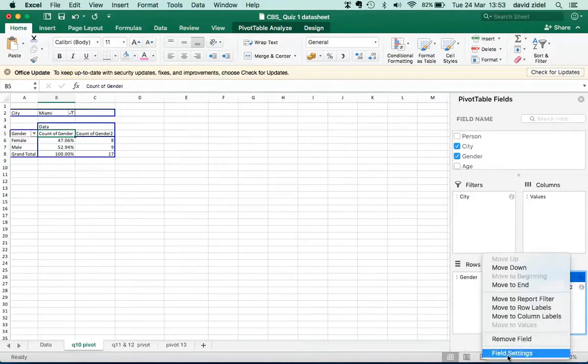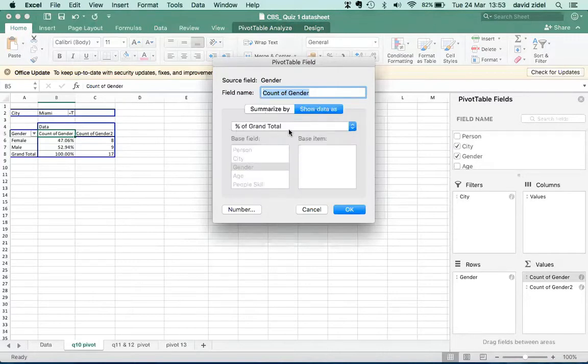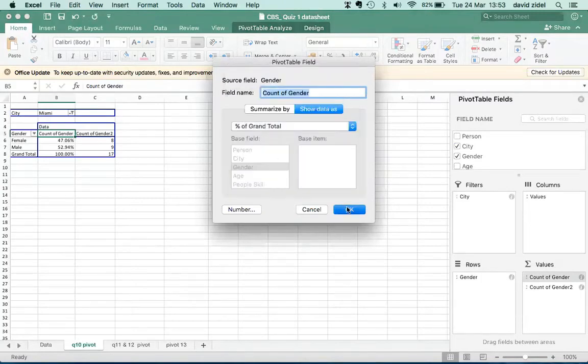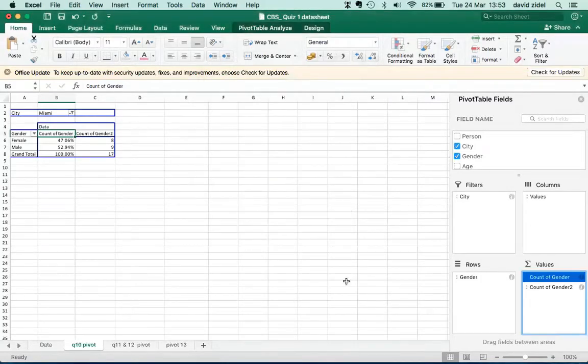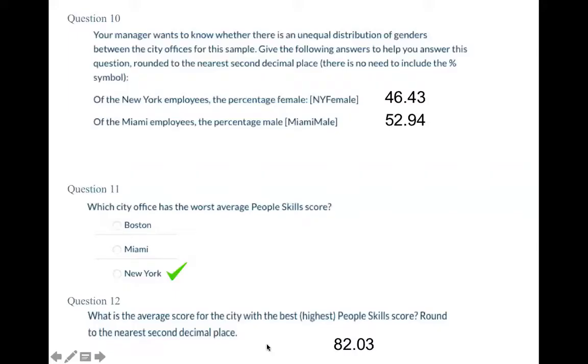if I have a look at the field settings, you could look at count or whatever, or show data as, and that's where you put in the percentage of the grand total. You could change it to whatever you wanted, but that's the thing. So please make sure you know how to use pivot tables. Very, very useful.